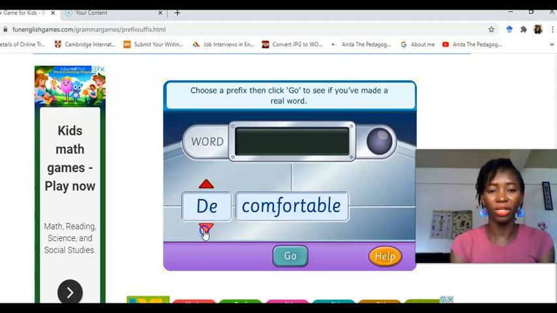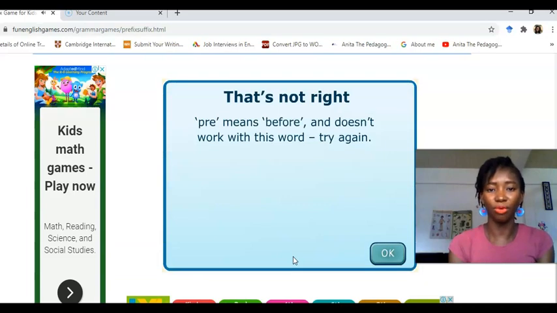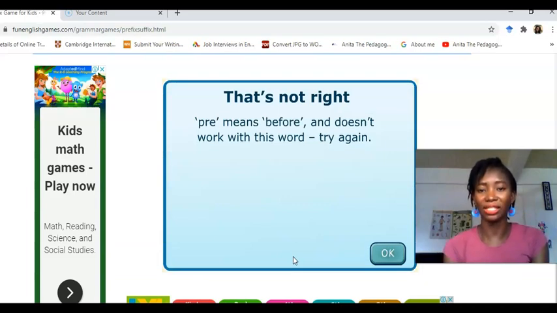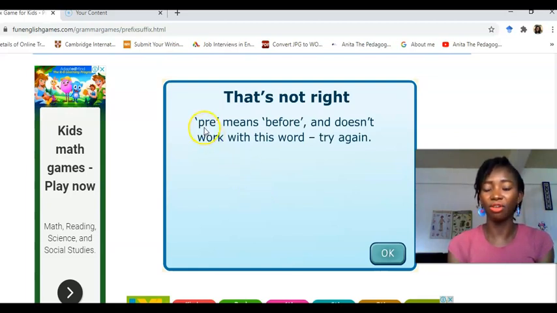Pre-comfortable. So here students can try and look for the suitable word. And in case they even decide to choose pre-comfortable, that is not knowing whether it's a word or not, it's wrong. So it says that's not right. It doesn't even come outright and say that this is wrong. Then it gives the meaning of the particular prefix that was paired with the root word. Pre means before and doesn't work with this word, and it tells the student to try again.